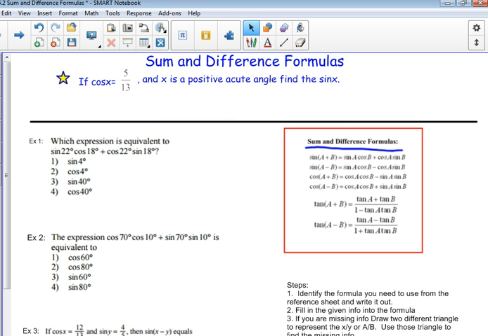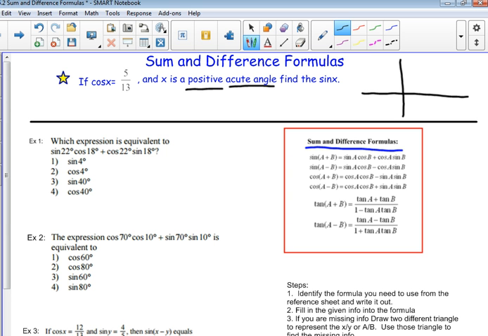Our little star problem: if they gave you something about cosine being 5 over 13, and they say it's a positive acute angle, but you want to find the sine. Does anybody remember which one to draw? Triangle. Good job. Now, if they said positive acute angle, what does acute mean? That's the 90. What quadrant do we need to be in? First one. Good. Because acute means less than 90, so we have to be in the first quadrant.